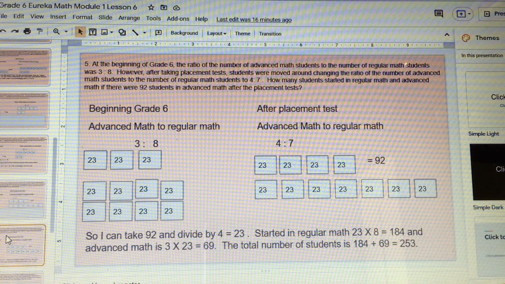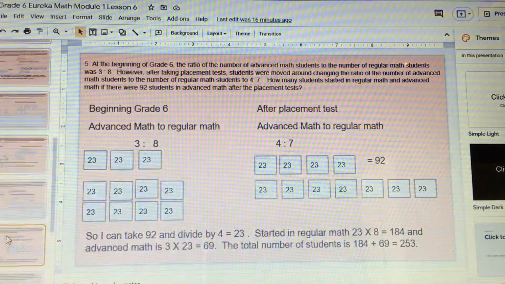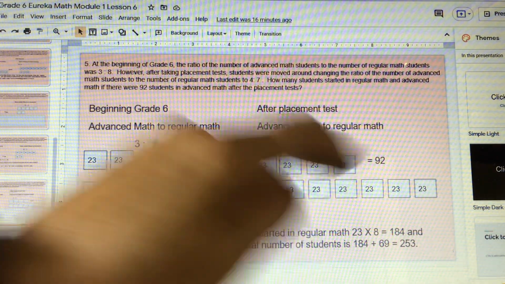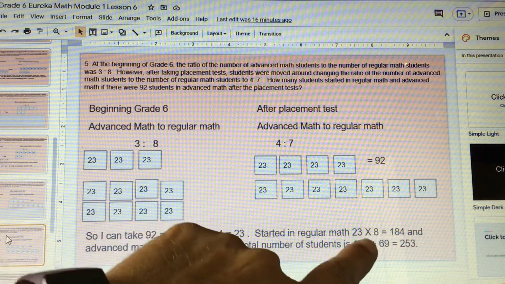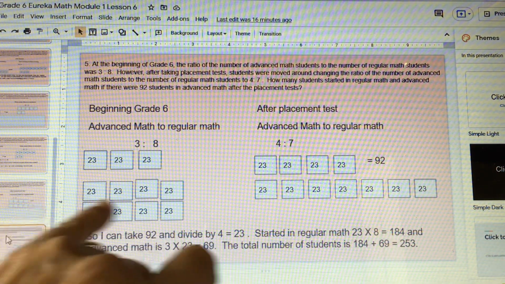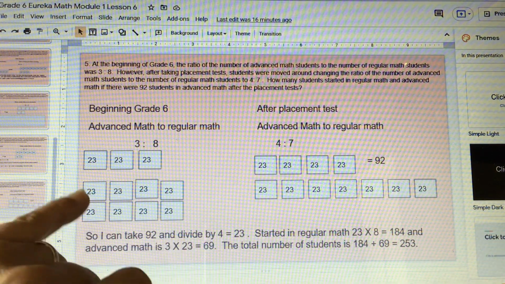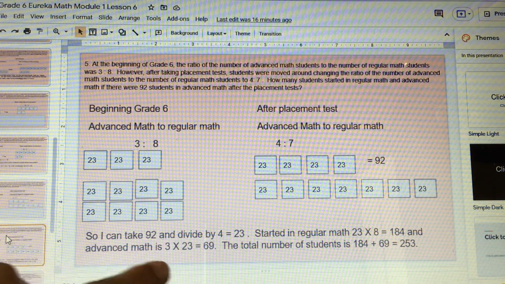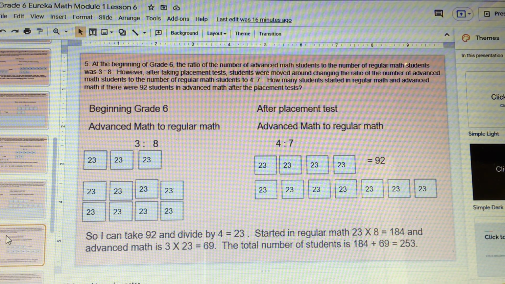We're going to divide the 4 into 92, right? To find out how much each square would equal, be 23. Starting in regular math, 23 times 8, because each box is going to be 23 now, right? So 23 times 8 equals 184, and advanced math is 3 times 23, which equals 69.